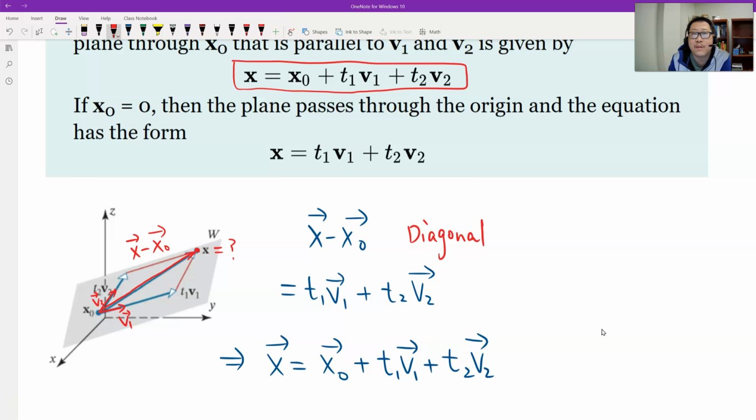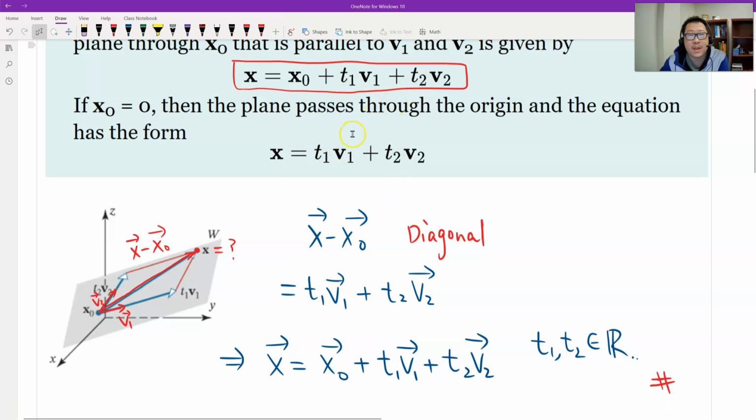We do have two parameters, T1 and T2. Both T1 and T2 belong to the real numbers. So T1 and T2 are real numbers. Therefore, this is a vector equation for a plane going through a point and parallel to one vector and another vector. So that's equation 1.